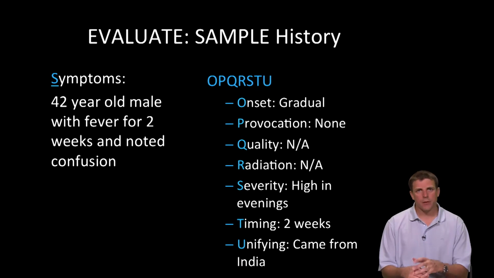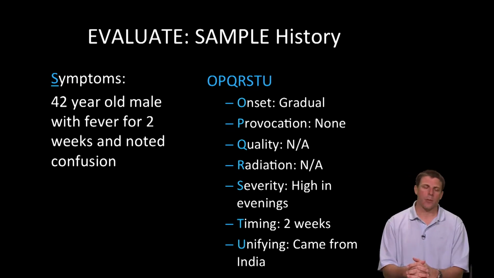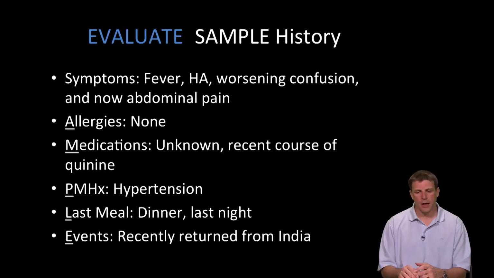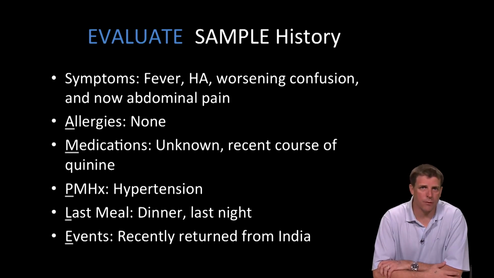So we think of the SAMPLE history beginning with S for symptoms, and then symptoms can be further detailed into OPQRSTU. And this is another mnemonic to help us get even more detailed history. So moving right along through the SAMPLE history, as we explode out symptoms a little more, we see the patient has fever, headache, and then worsening confusion. And now we've noted the patient has abdominal pain.